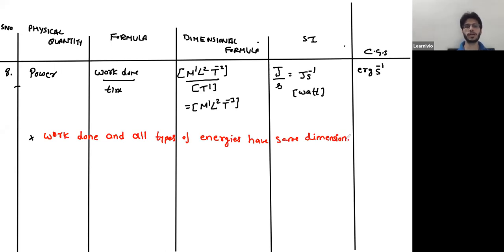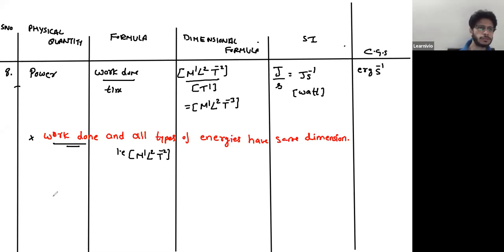So work done and all types of energies have exactly the same dimension. The dimensions of kinetic energy, potential energy, heat energy, sound energy are the same as that of work done. Not just kinetic energy, Abdullah. Even potential energy, heat energy, light energy, the dimensional formula of each energy is the same as that of work done. That is M1 L square T minus 2. So all types of energies have the same dimensions as that of work.